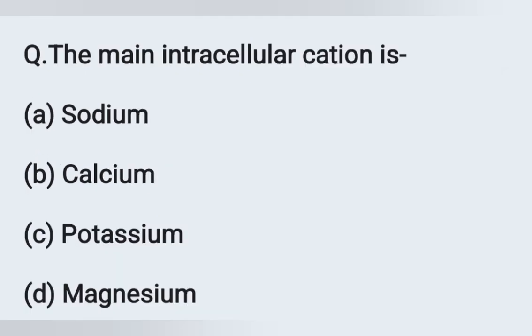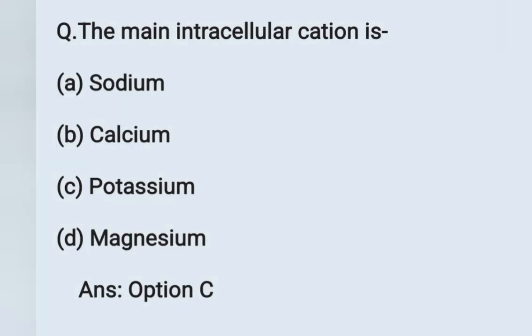And the next question: the main intracellular cation is? Option A sodium, option B calcium, option C potassium, option D magnesium. Extracellular fluid consists of sodium and intracellular fluid consists of potassium. So here the answer is option C.